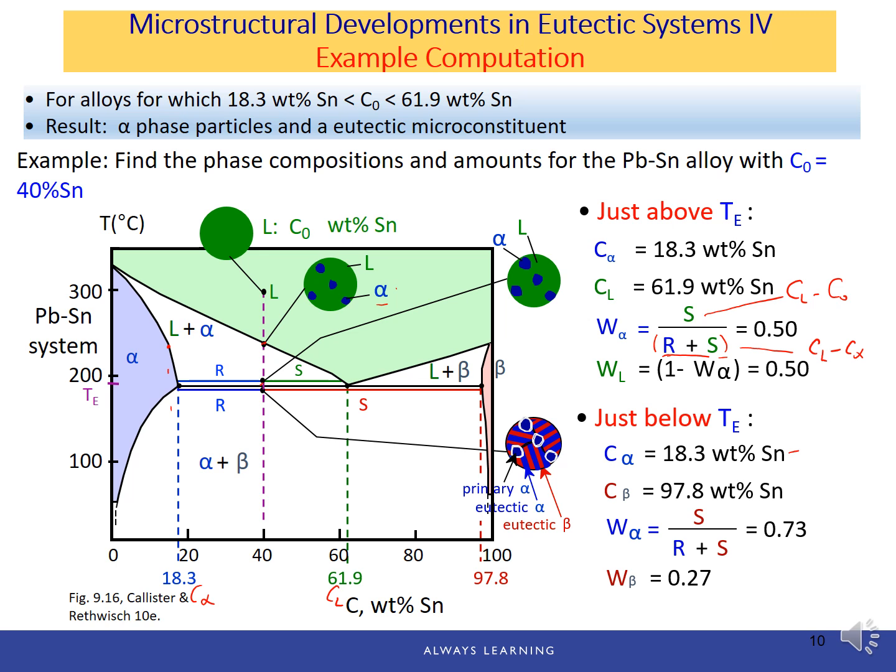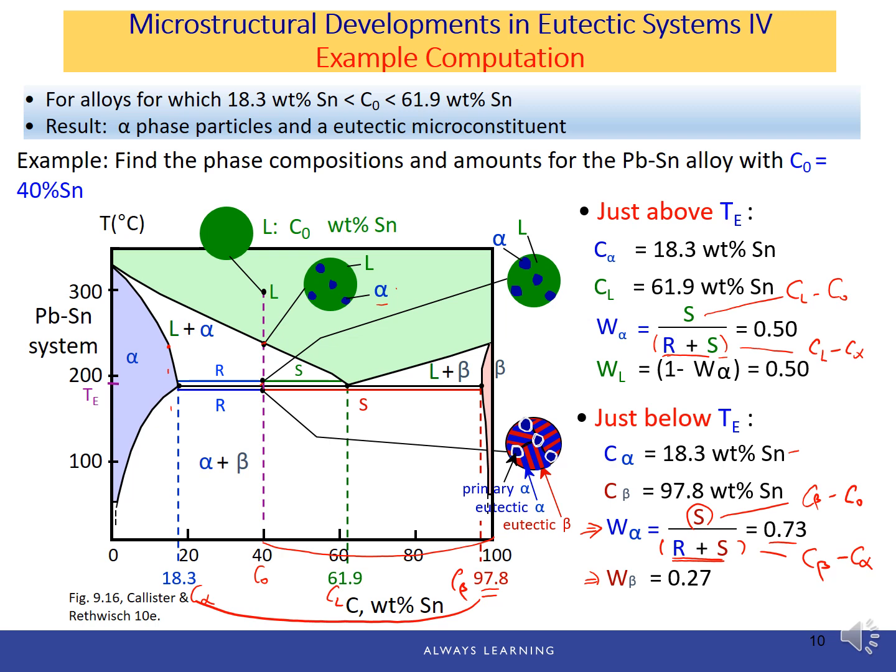C sub beta minus C sub 0. So this S equals C sub beta minus C sub 0. This is the C sub 0, the alloy composition. It has nothing to do with the eutectic point anymore. We're done with that part. And the overall lever will be C sub beta minus C sub alpha. So the weight percentage, or the phase amount, for alpha phase is 0.73 or 73%, and the rest of it will be the beta phase.